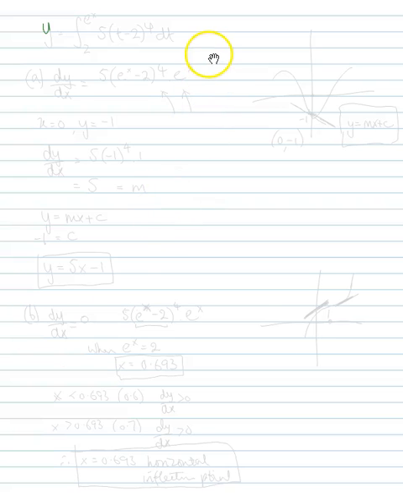Okay, so we've got this curve with this equation, y equals the integral from 2 to e^x of 5(t − 2)^4 dt. Okay, so the first part of the question says, use calculus to find the equation of the tangent to the curve at the point (0, −1).